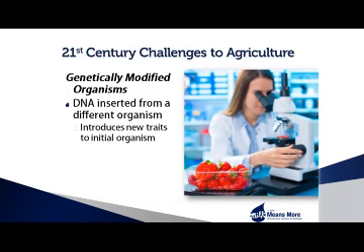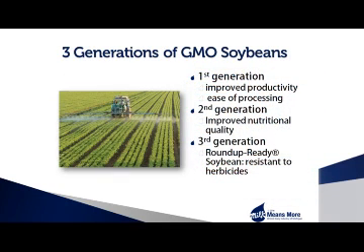Possibly the biggest controversy in agriculture today is genetically modified organisms, GMOs. GMOs are created by inserting DNA from a different organism to introduce a trait not present in the original organism. The soybean is the best-known GMO crop in the U.S. GMO soybeans have gone through 3 generations.